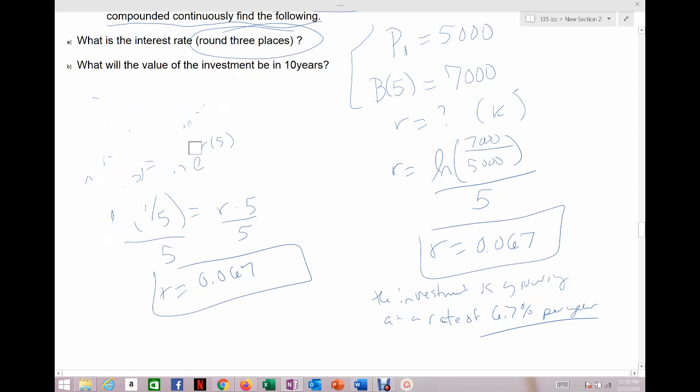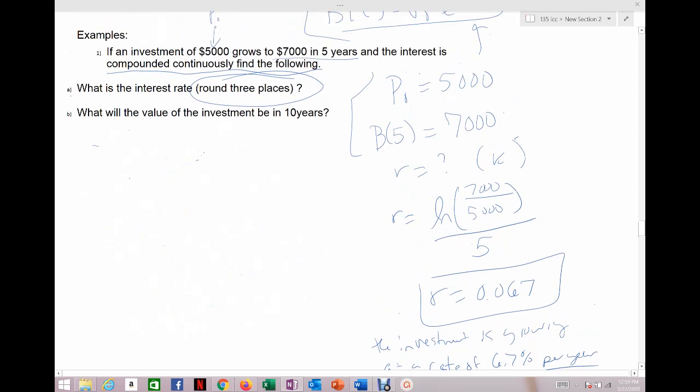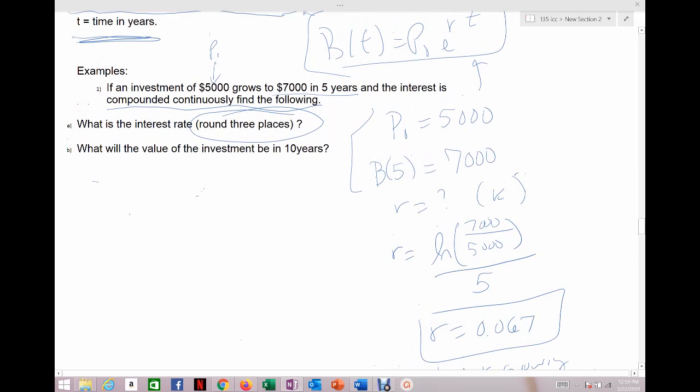All right, now in part B, we're going to use it. Use our interest rate and solve for how much money, what will be the future value in 10 years. So first thing I'm going to do is write my equation. My future value equals my initial amount, which is 5,000, times E raised to my interest rate I just found, 0.067 times any time, right? So this allows me to find any time. Well, we asked for 10 years, so I'm going to plug 10 into this equation. So I plug 10 in.